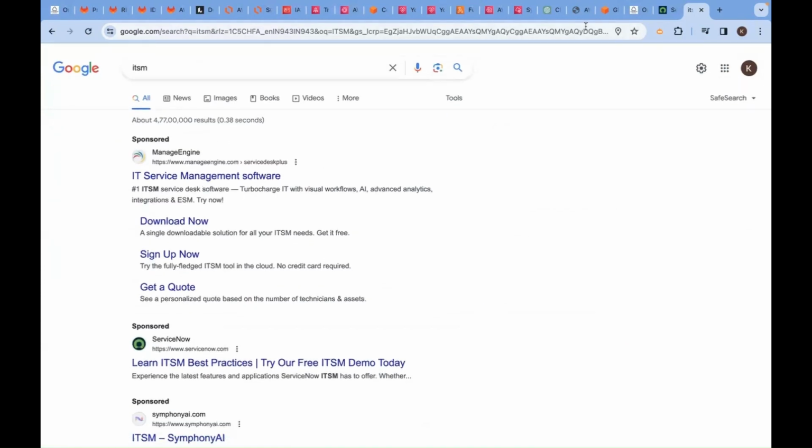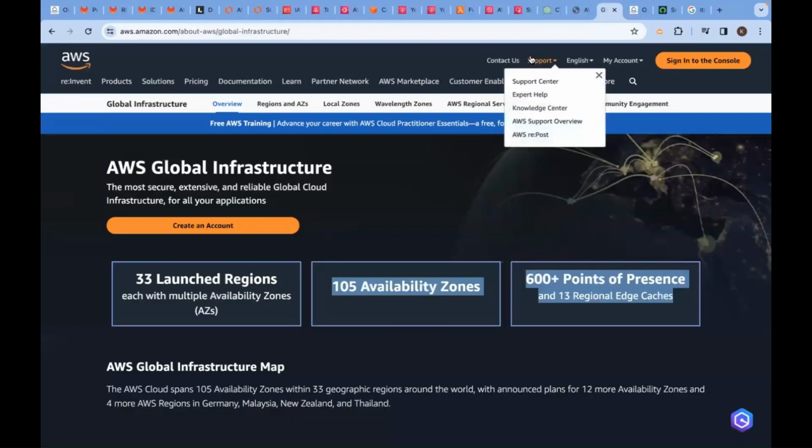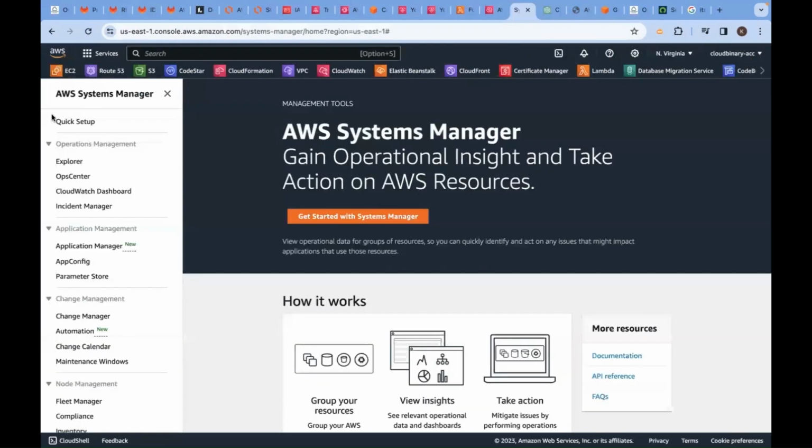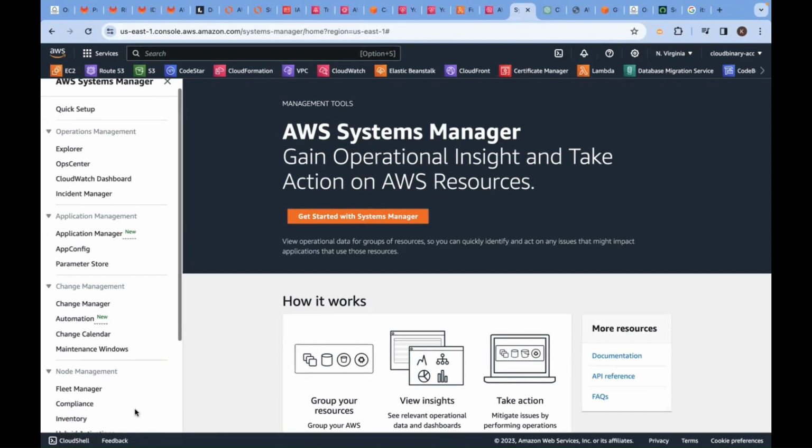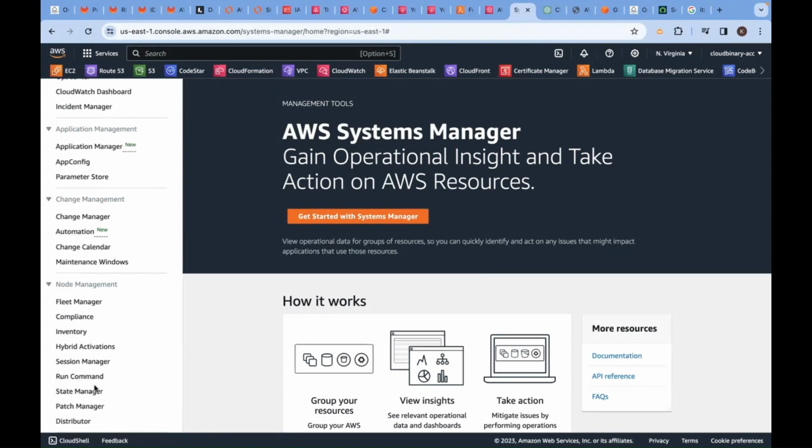Like ServiceNow, AWS came up with Systems Manager. What you have here: change advisory board, application management and operational management, node management. Node means EC2 instances that are running. Their management you can do here. Patch management for your EC2 Windows or Linux. If you have to do some patching, you can do it from here. Similarly, ServiceNow. So what is ServiceNow doing? ITSM management.